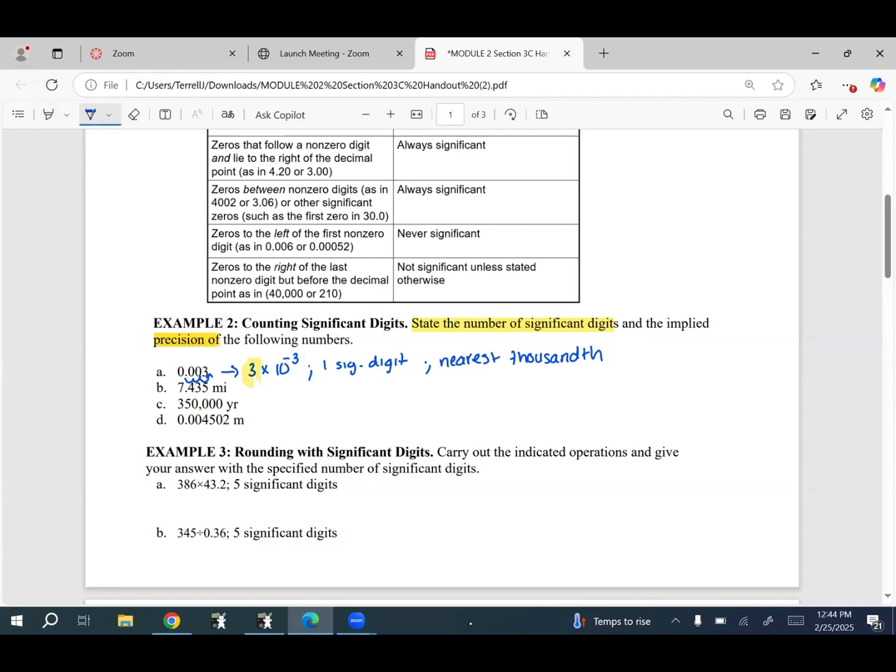B, we don't need to put in scientific notation because it's already a number between 1 and 10. So here I'm just simply counting 1, 2, 3, 4. There are 4 significant digits because there are 4 values there. So that's the significant digits. And then it asks for the precision. Again, to how many places is this rounded? 10th, 100th, 1,000th. So again, the precision is to the nearest 1,000th.